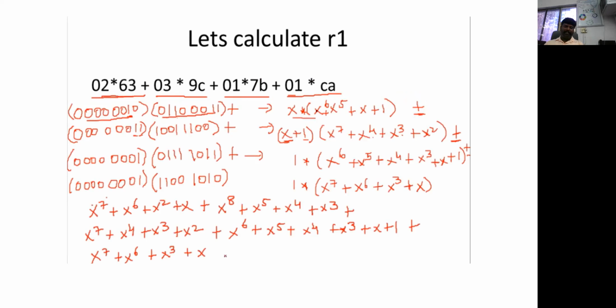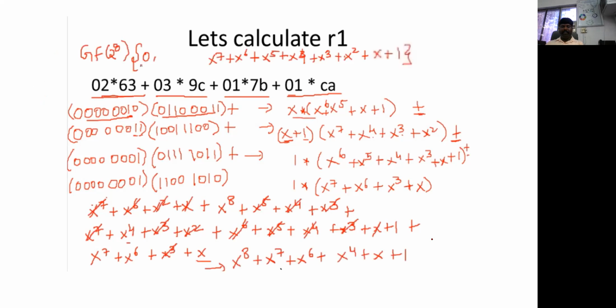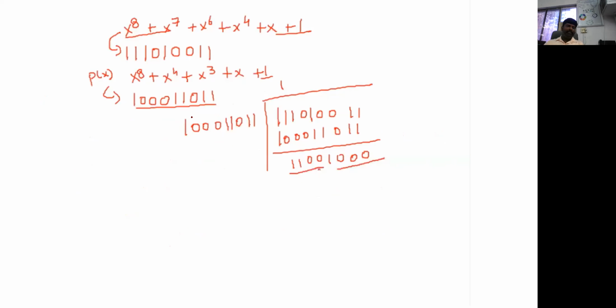This is completely based on the concept which I explained, which is based on the 2 power 3 and then 2 power 8 GF. And then finally you need to do the simplification, because the result which we derived is x power 8. So I need to reduce with the constant value, which is x power 8 plus x power 4 plus x power 3 plus x plus 1, and I'll get the prime field result.